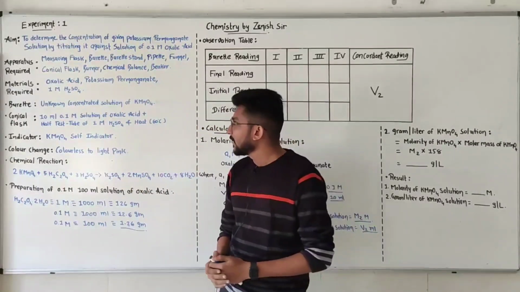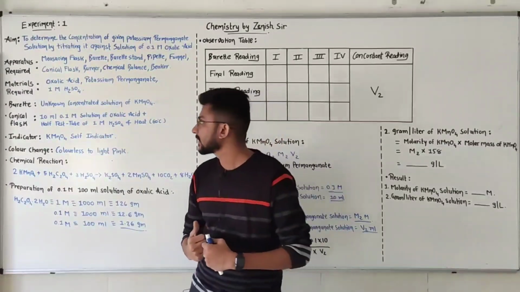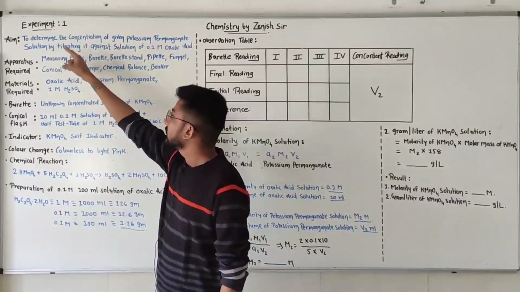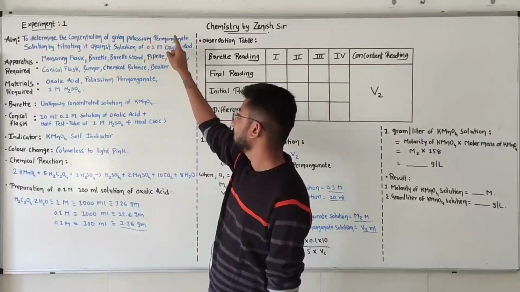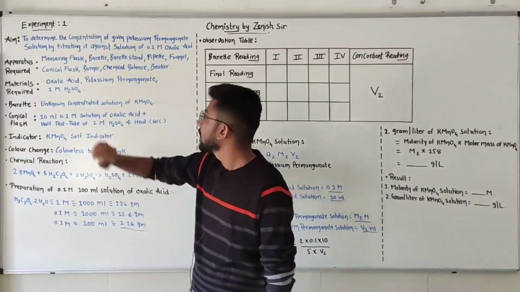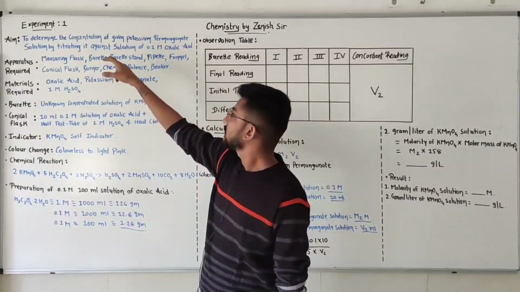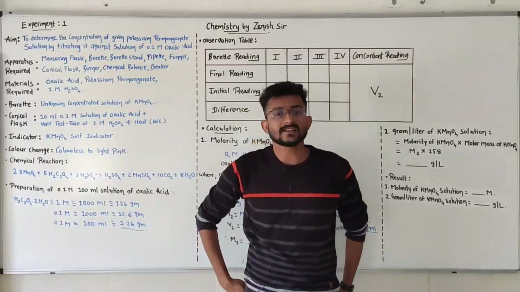Now let's see what we want to do. What is our aim? Our aim is to determine the concentration of the given potassium permanganate solution, in the sense KMnO4, by titrating it against a solution of 0.1 molar oxalic acid.